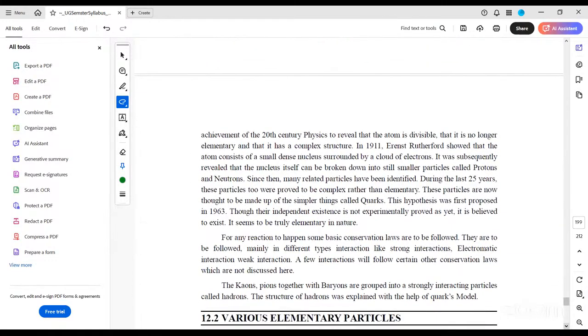Afterwards, Rutherford showed that the atom consists of a small dense nucleus. This nucleus is surrounded by electrons. Suppose this is the nucleus, surrounded by electrons. Inside the nucleus, what do we have? Inside the nucleus, we have protons and neutrons. P is represented with proton, N is represented with neutron. The nucleus is further broken into small particles, and those particles are called protons and neutrons.